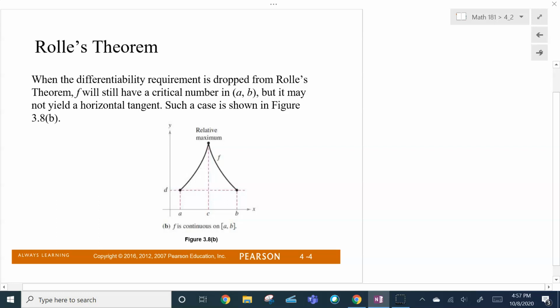Now, we can't drop this differentiability requirement, because you're not going to have a horizontal tangent. You won't have a c value such that f prime of c equals 0, because it's not differentiable there.